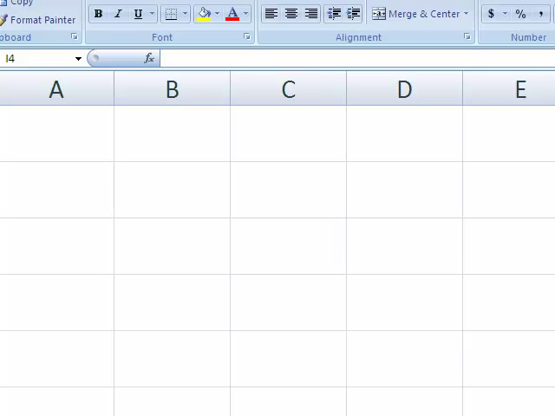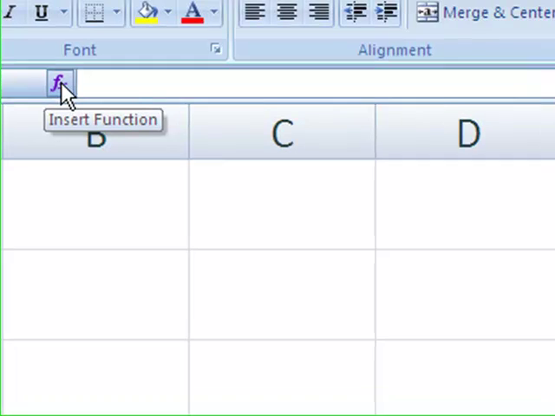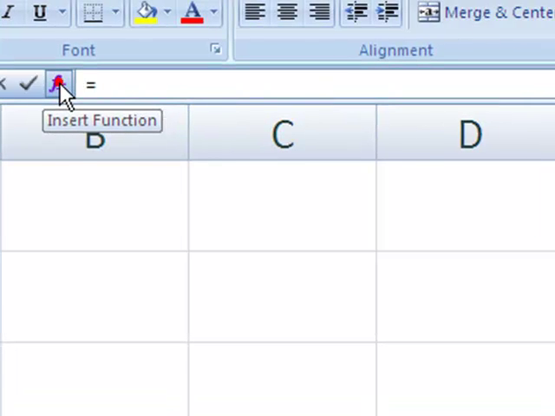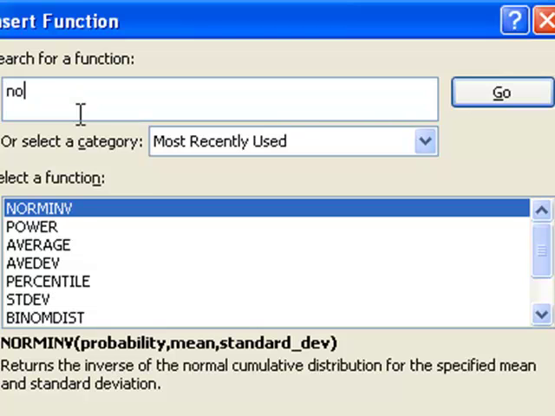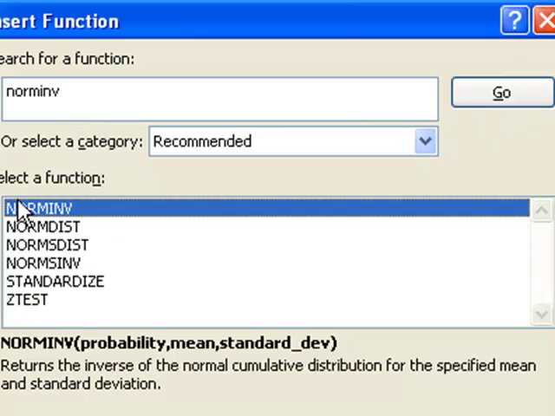What you need to remember about this Excel command is it will always, always solve for the area below a given probability. So I'm going to come up to my little FX bar where it says insert function, and I'm going to double click. It lets me search for a function, and I'm going to type in the command NORMINV and say go, and it finds it for me right here. It tells me it returns the inverse of the normal cumulative distribution for the specified mean and standard deviation, which sounds very impressive, doesn't it?